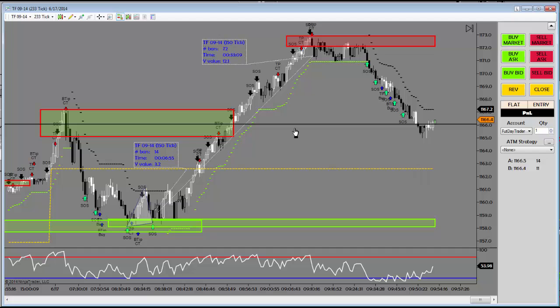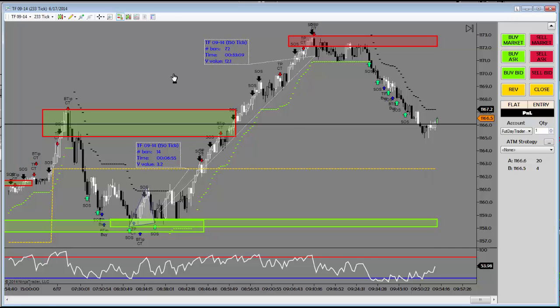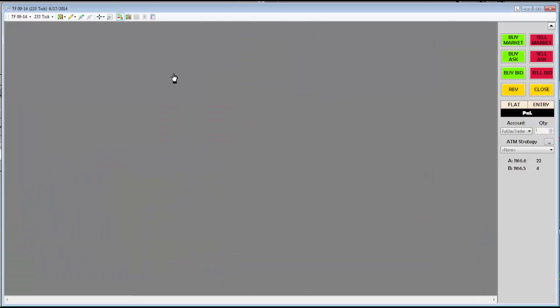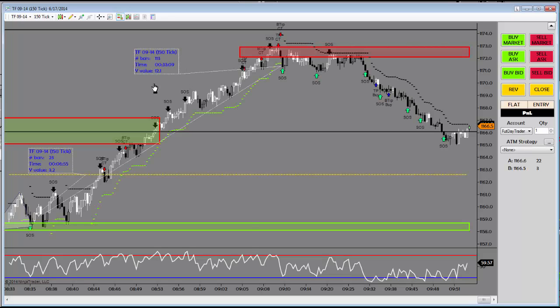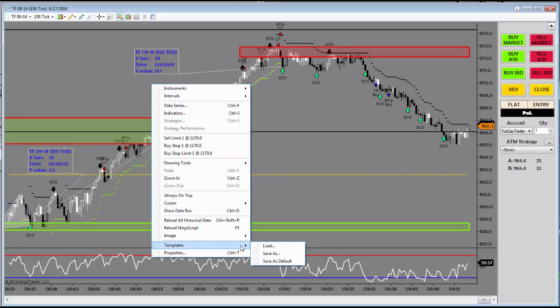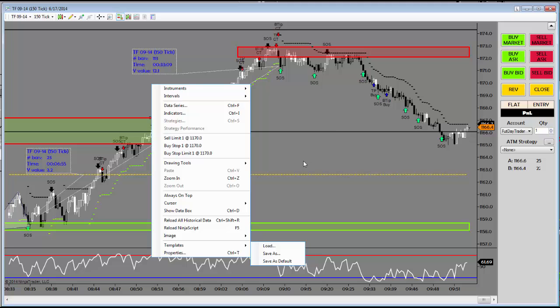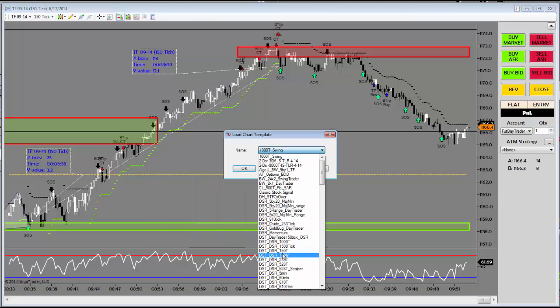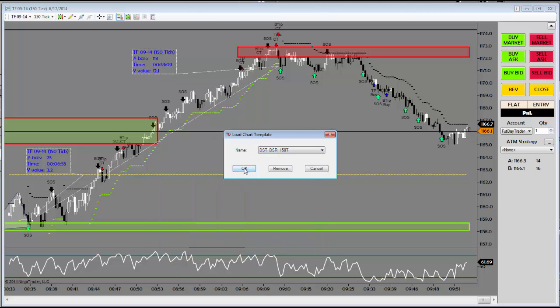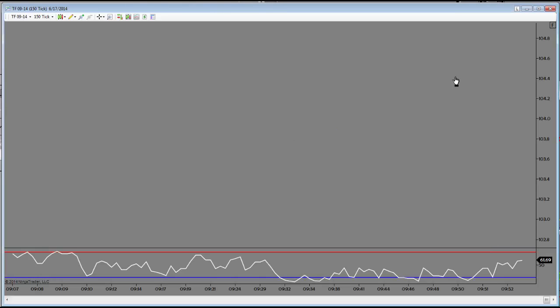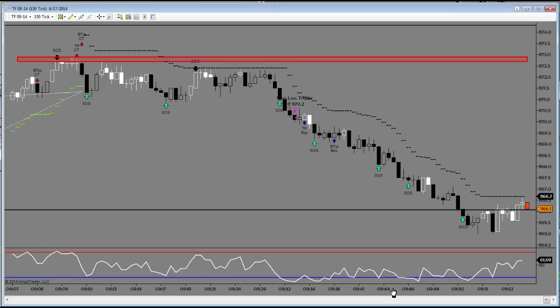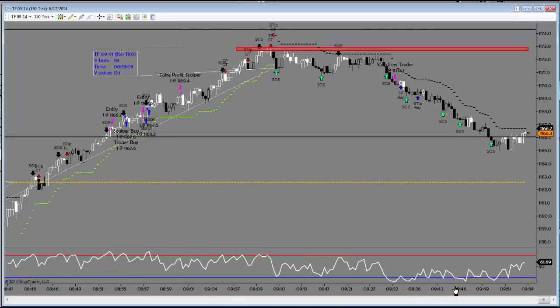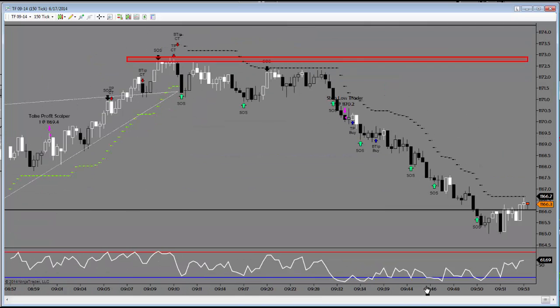Okay, then we go down one further. I'm going to go 150 tick chart. Right click, templates, load, DSR 150 tick right there, and now my DSR levels are set to the 600 period. Yeah, more color rotation.